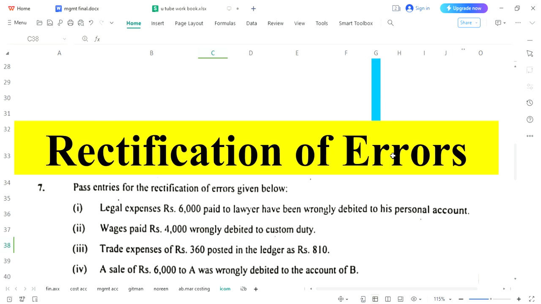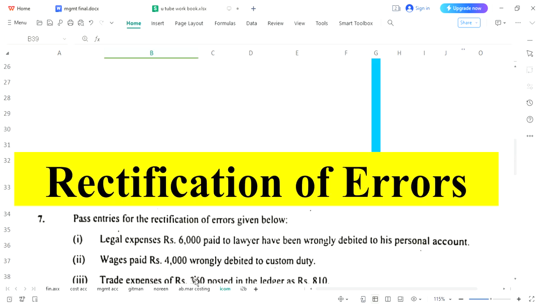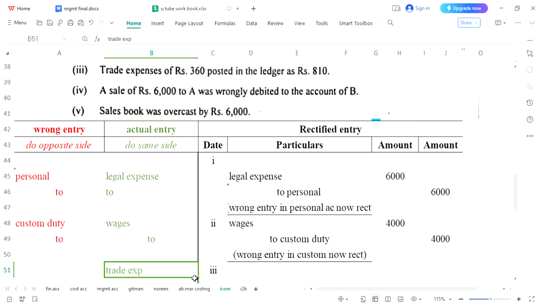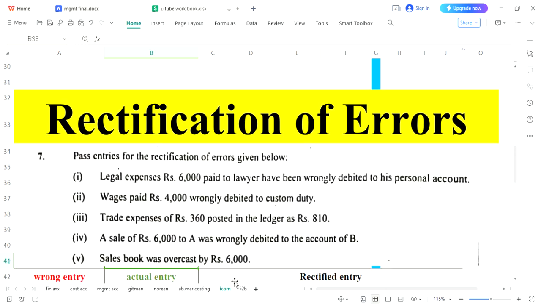Now third entry, let's see what it is saying. Trade expense, again it's an expense. Expense should be debited. So trade expense would be written on the debit side. Now let's see what the amount was, 360. So here, just to remember, the original amount was 360. Next, posted in ledger as 810.